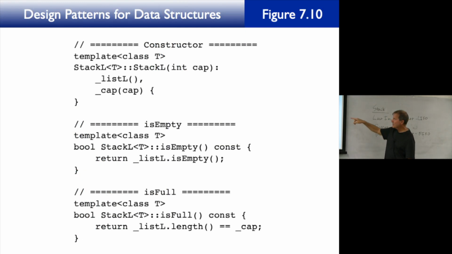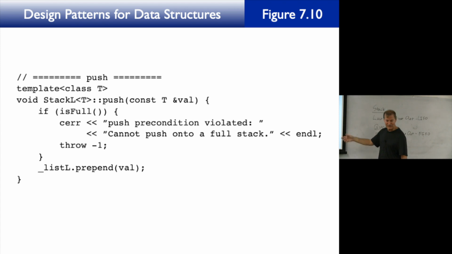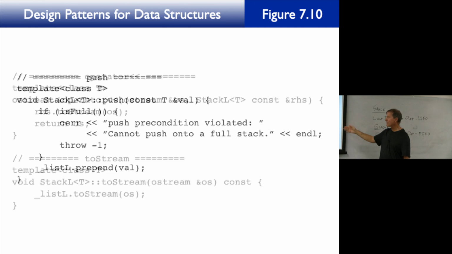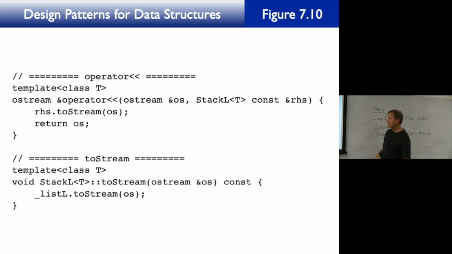Are you with me? So for the constructor, what do we do when the user wants a new stack? We just do _list_L gets new list L, type T. And when the user wants to know if the stack is empty, what do we return? _list_L arrow what? Is empty, because that's already written. And what do we do when the user wants to push? We just do list L what? Prepend value. And what do we want to do for pop? Oh, maybe pop was an exercise for the student.